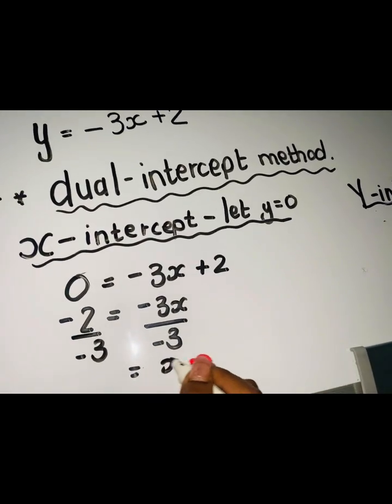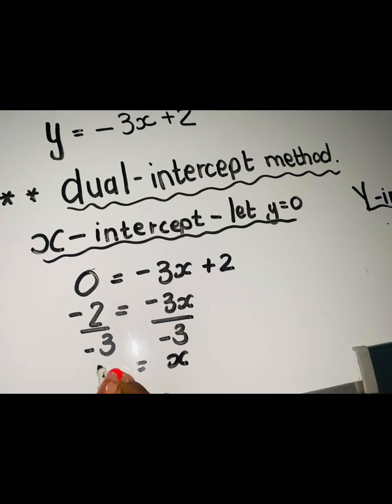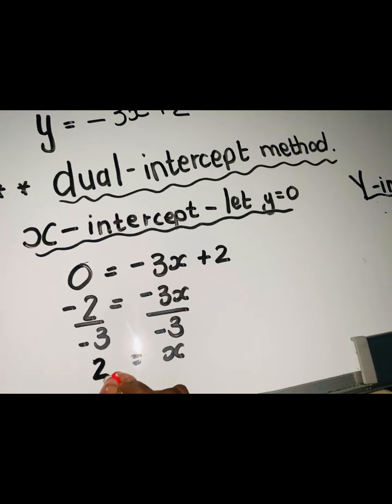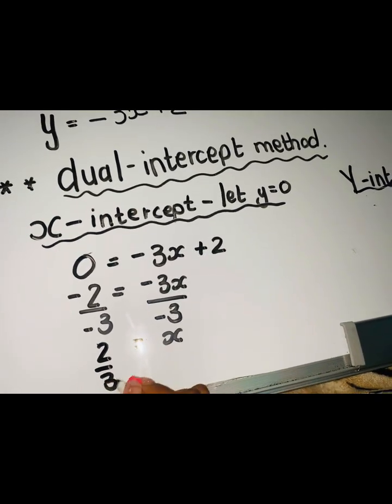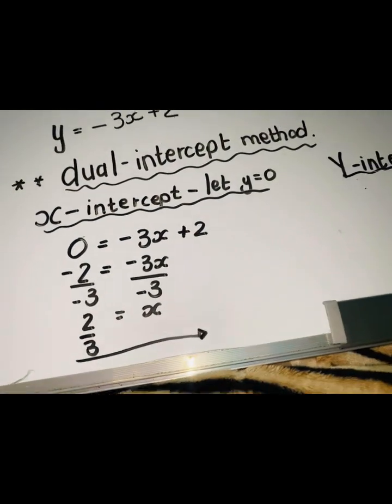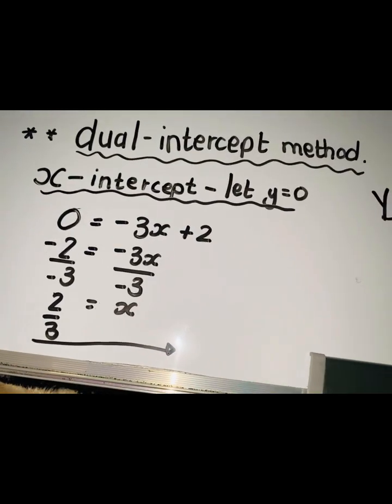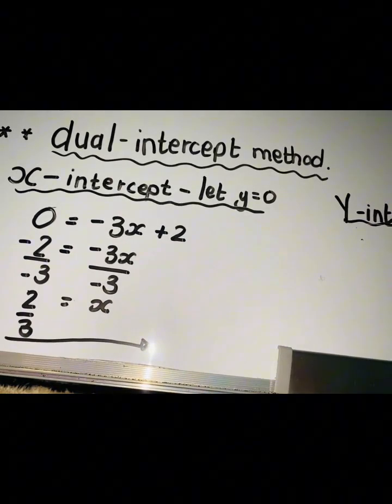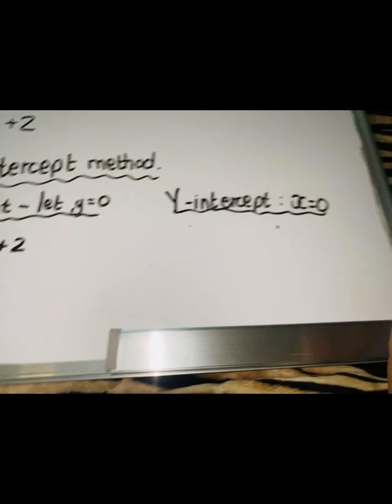Now x is equal to positive, because negative divided by negative is positive, so it's going to be 2/3. But please don't write it as a decimal. Yeah, we prefer it in fraction form. You can try and find the decimal of this and then plot it, but it's fine.